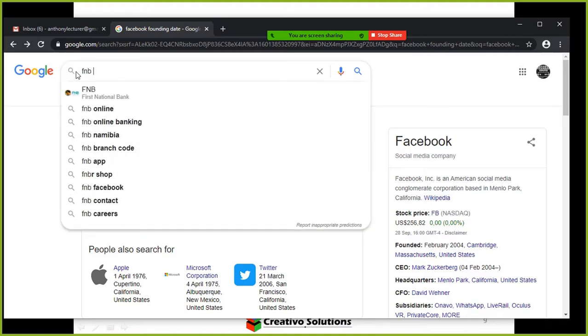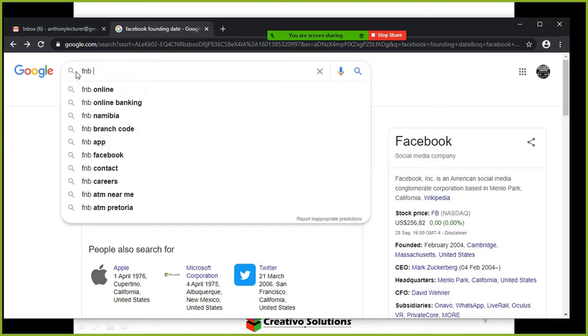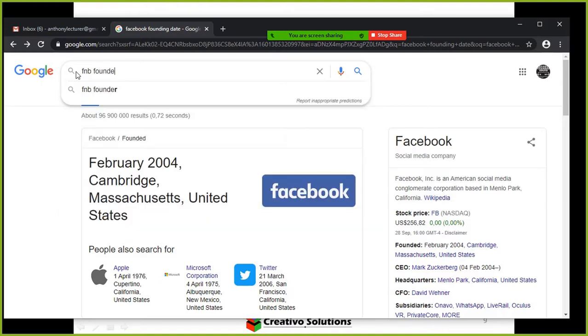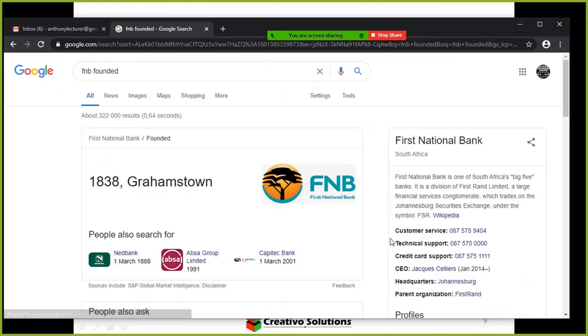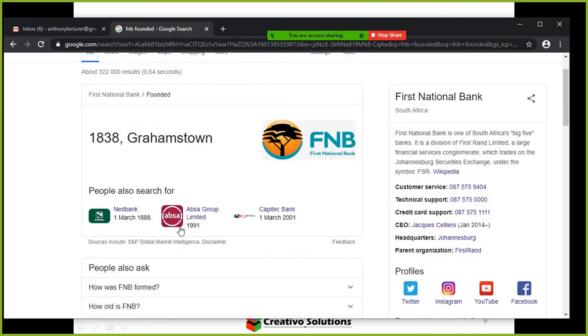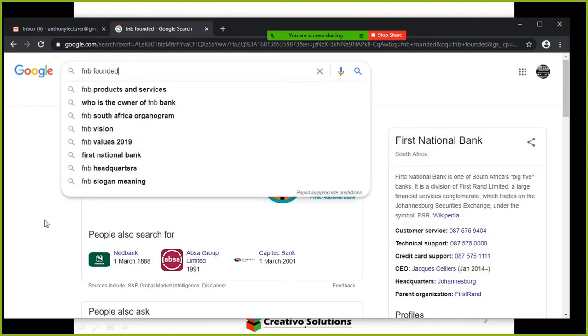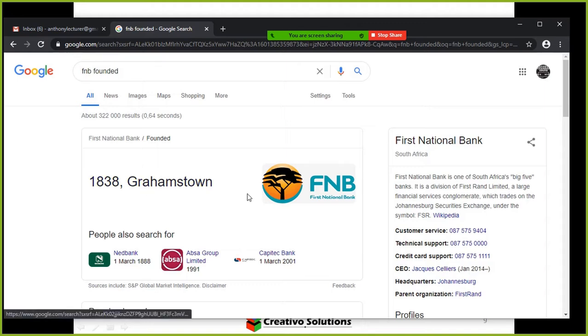Let's see. It just says FNB founded 1838, Grahamstown. That's what I'm getting here. Yes, so 182 years. You're looking at the age. The 182 years. Yeah, so 1838. That's old. 182. Do you know anyone that's 182 years old?